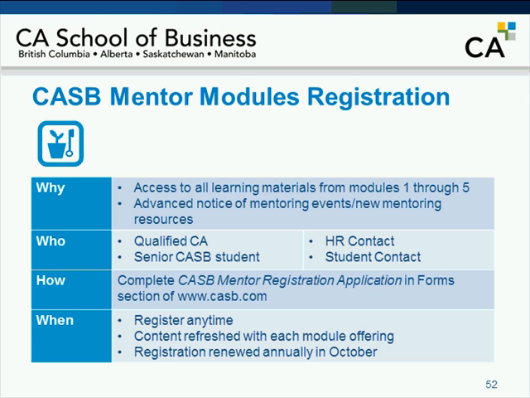And we do allow HR and student contacts at training offices to register to get access, and they don't have to be CAs. So to register, all you have to do is complete the CASB mentor registration application, and that's in the forms section of our CASB website. And we refresh our mentor list in about early September each year, just to make sure that list is up to date and you're continuing to get access to materials that you want to get access to. So it's good for a year, and we'll refresh it each fall.